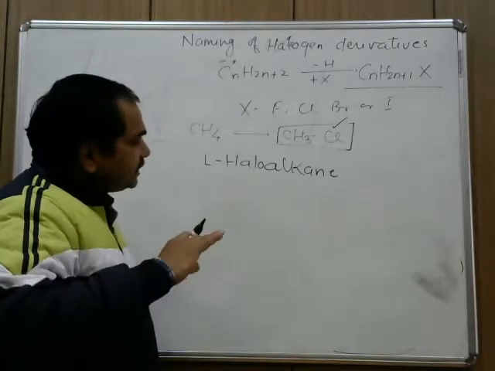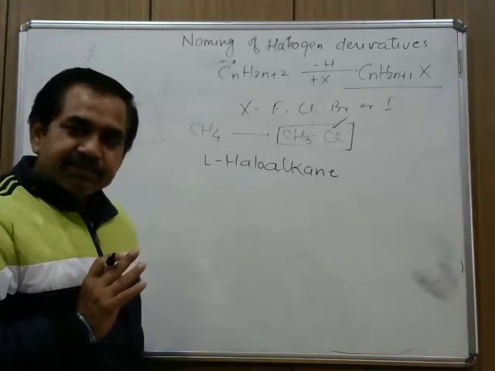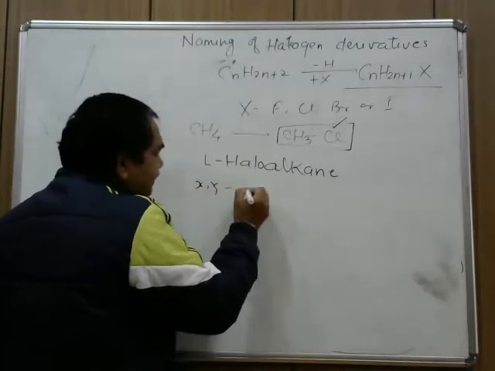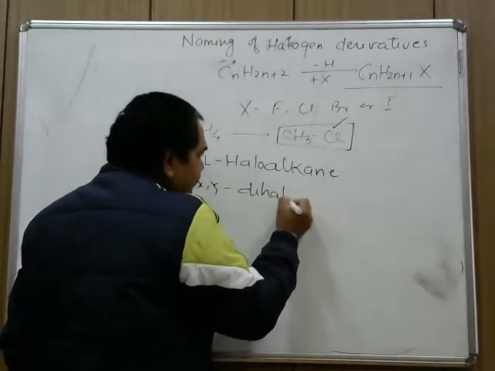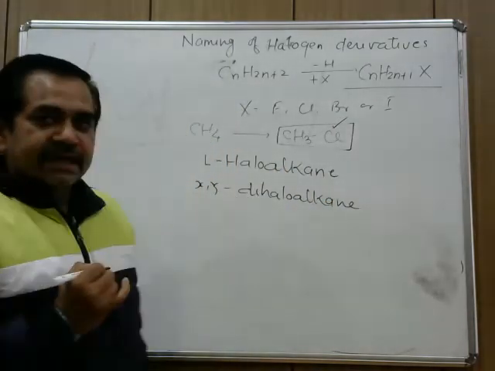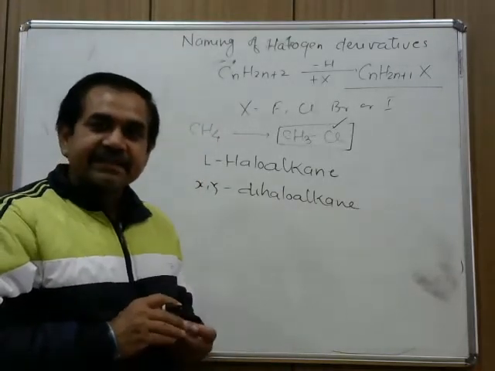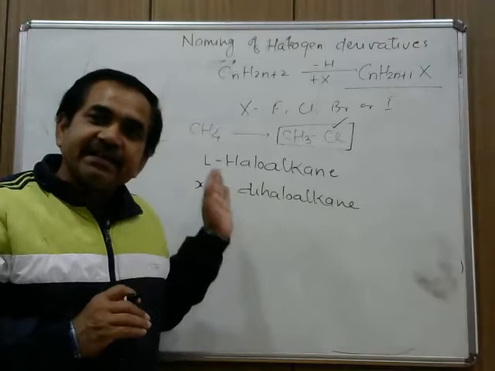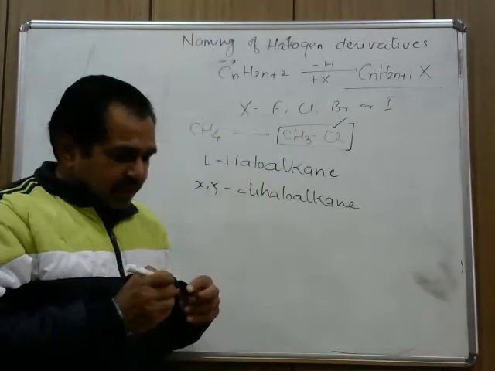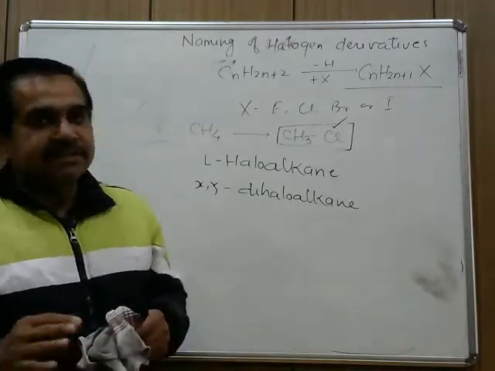Now if more than one halogen atom is present, then it is named as X,Y-dihaloalkane. And if more than one type of halogen atom is present, then their names are written in alphabetical order. Now let us take some examples to make all these points more clear.